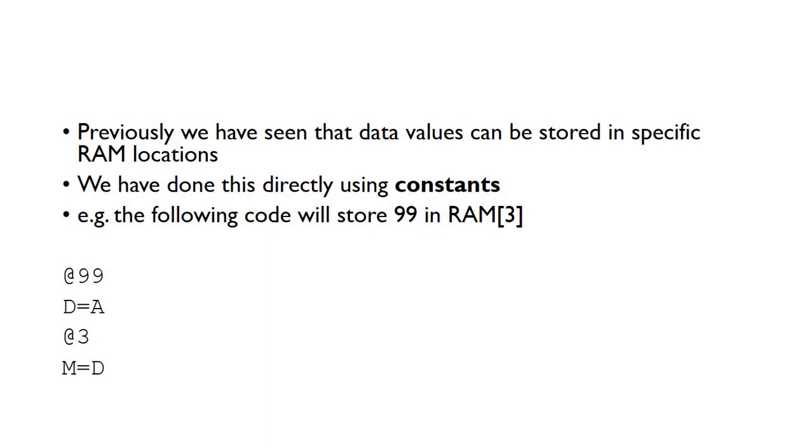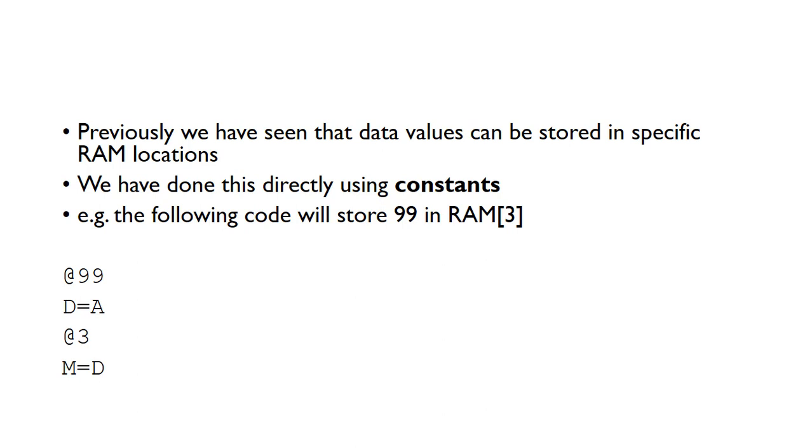So we know that data values can be stored in specific RAM locations. We've done this directly before using constants. For example, the following code stores the number 99 in RAM location 3.